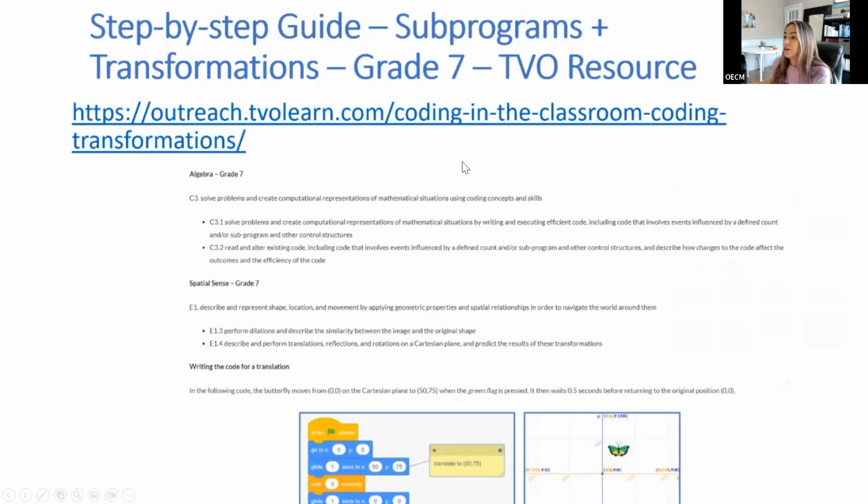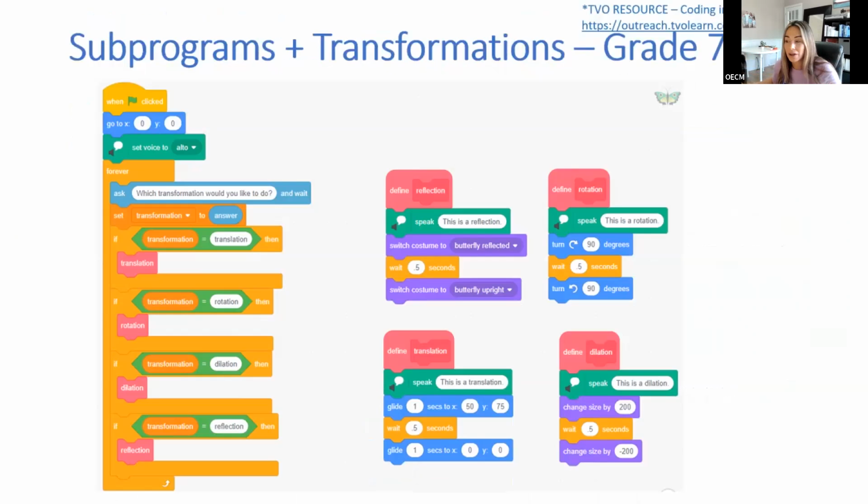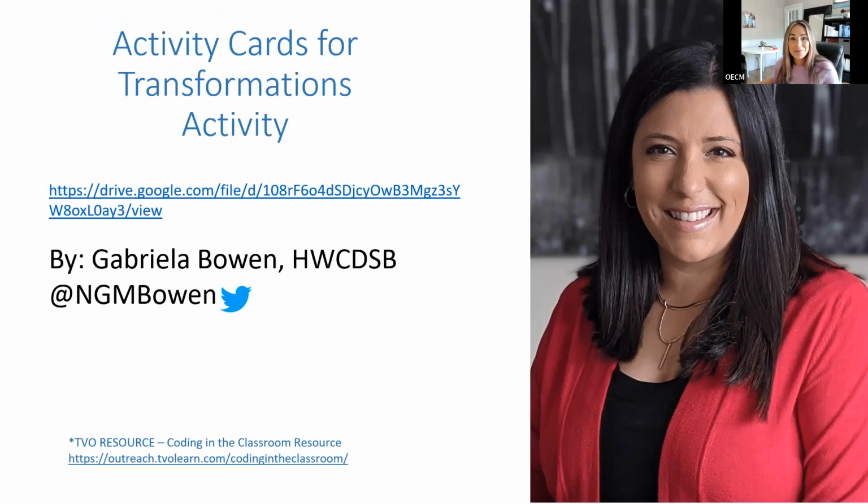So in that resource, for this one, it walks you through the whole process of doing a whole bunch of different transformations in Scratch with the butterfly. You can have your students walk through it if you'd like. The final program looks like this. So reflection is the one I missed. So reflection, rotation, translation, dilation. And then in our code, we have conditional statements.